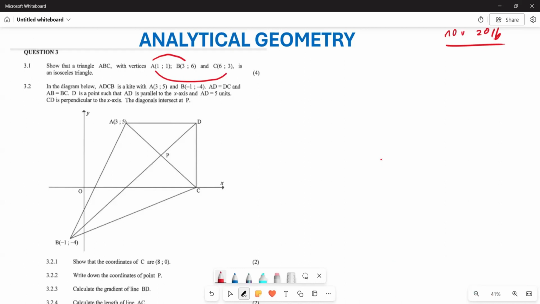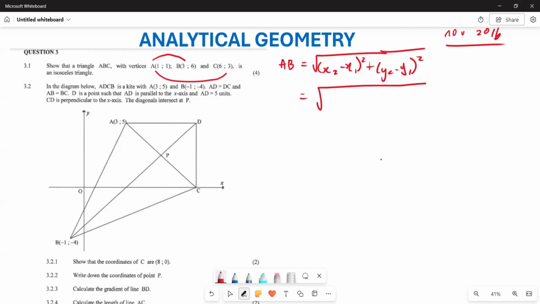So now let's see. Firstly, my AB is going to be the same as x2 subtract x1 squared plus y2 subtract y1 squared. Remember, we are doing the distance. So when we are looking for AB, we can start with 3 subtract 1 squared plus 6 subtract 1 squared, right? 6 subtract 1 squared.